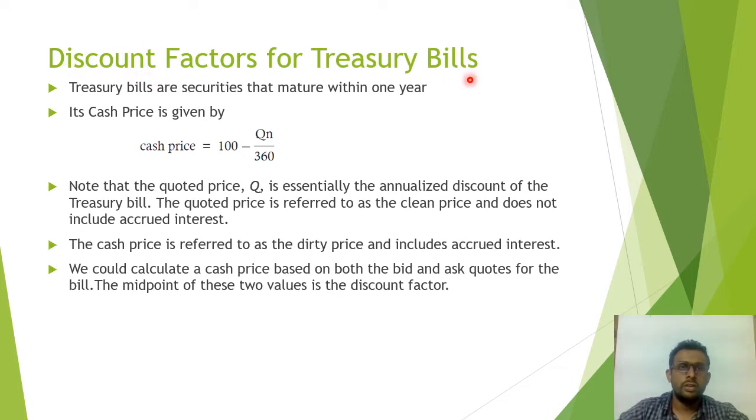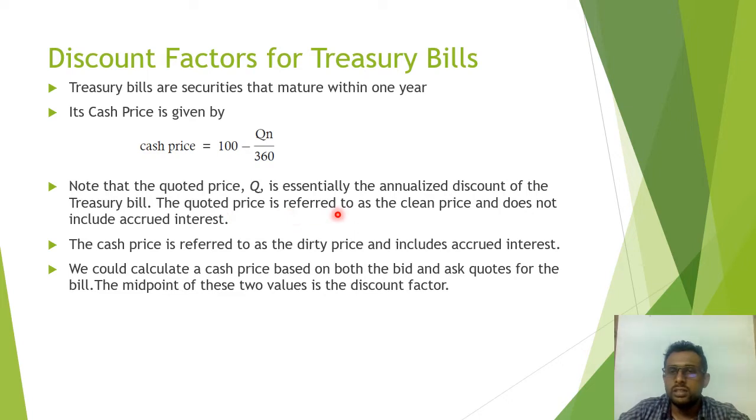Discount factors for treasury bills. Treasury bills are securities that mature within 1 year. Its cash price is given by cash price equals 100 minus QN divided by 360. Q is equal to the quoted price, and N here denotes the number of calendar days to maturity. So essentially, this Q is actually the annualized discount of the treasury bill.